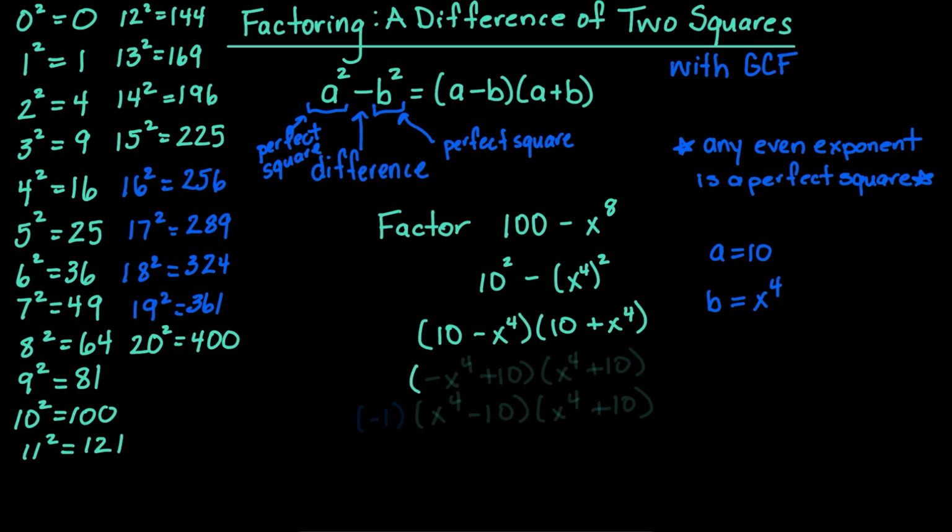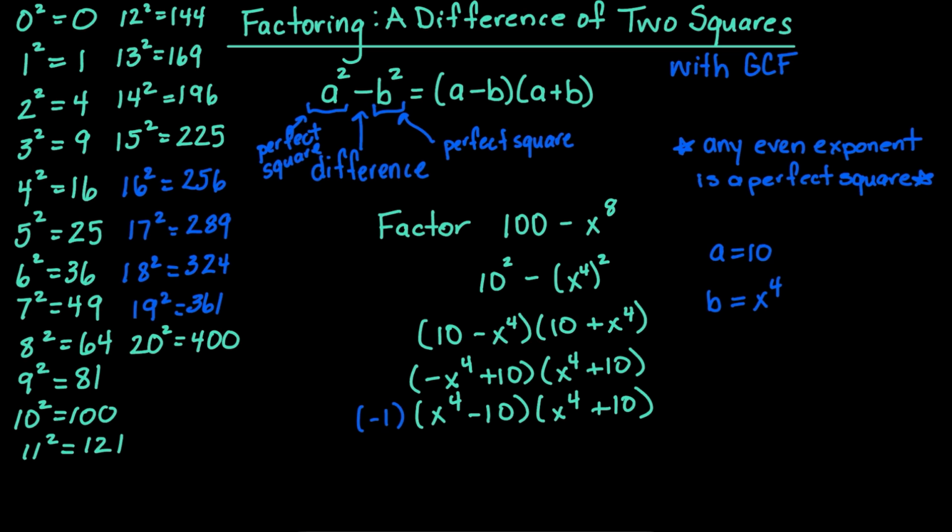Again, we don't like to leave things not in standard form. So negative x to the 4th plus 10, x to the 4th plus 10. We're going to factor out that negative 1 because we like things to look a certain way in math. X to the 4th minus 10, x to the 4th plus 10.